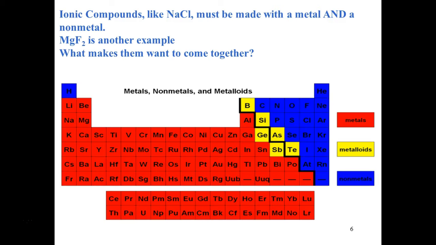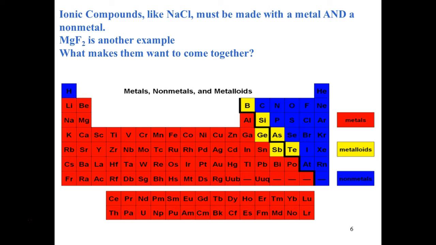Okay, so what makes something an ionic compound then? Ionic compounds, of which NaCl is an example, must be made of a metal and a nonmetal. That's the requirement. You must have both. So here's our metal, sodium, and we combine that with our nonmetal chlorine, and we have the ionic compound sodium chloride. This is also true for magnesium fluoride, which is magnesium, a metal, and fluorine, a nonmetal. So again, you must have a metal and a nonmetal to make an ionic compound.